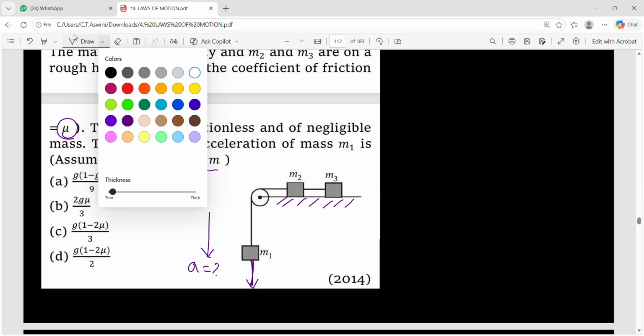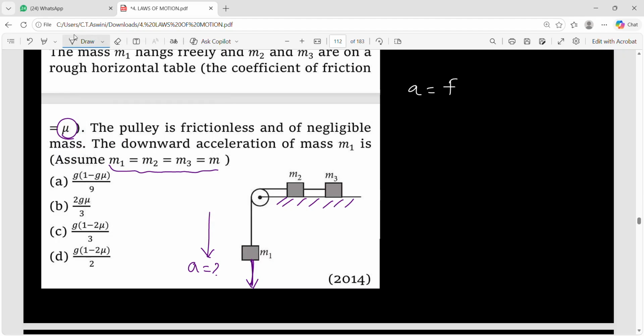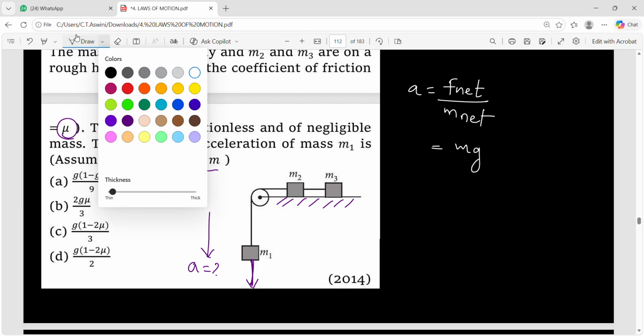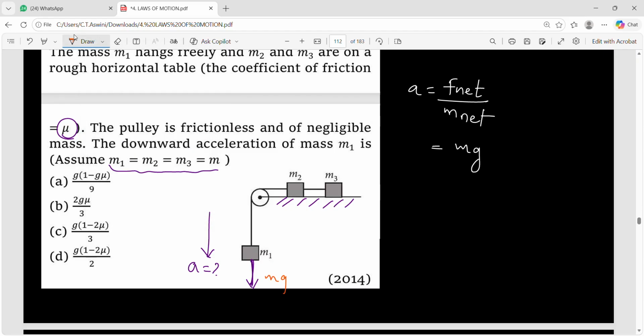So how shall we do this? What is acceleration formula? It is F net upon M net, right? What is F net here? M1, M2, M3, I don't call it as M1, M2, M3 now, simply M, M, M. So M1 is moving down, so that is mg. This force is mg. Now frictional force will be opposing the relative motion. So this is the frictional force and this is another frictional force.